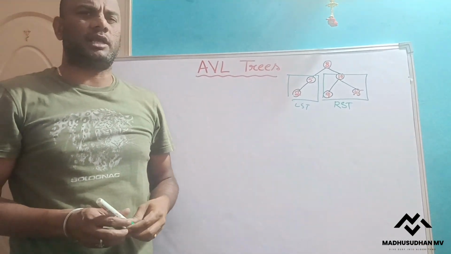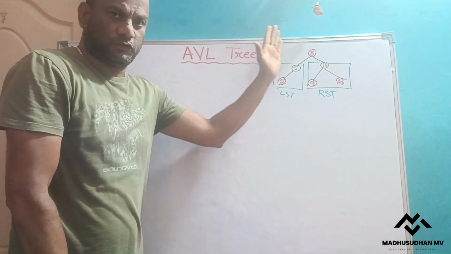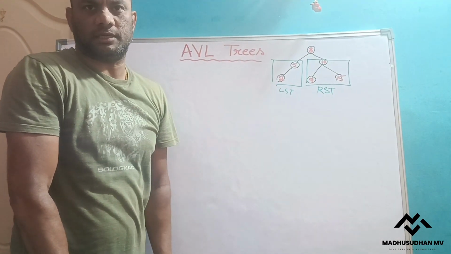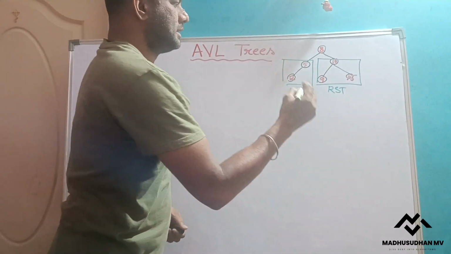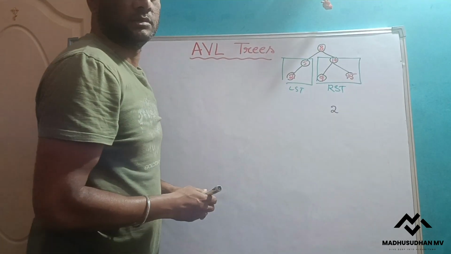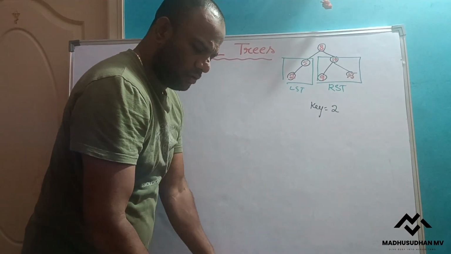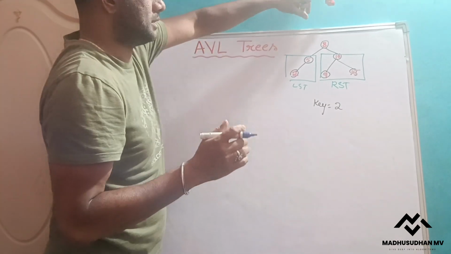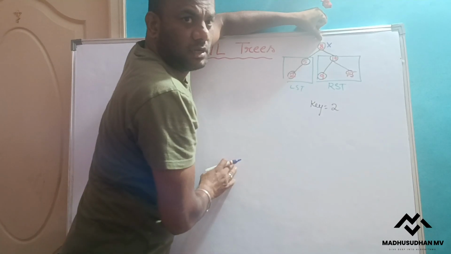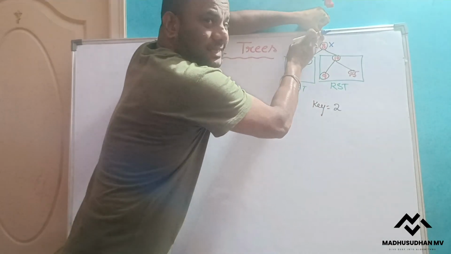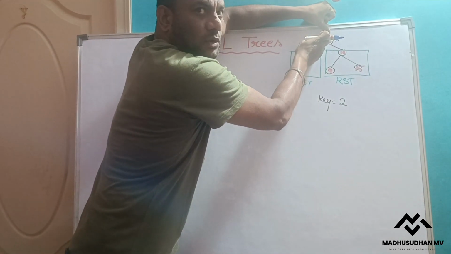Now, what is the advantage of arranging the elements in this fashion? If you arrange the elements this way, searching becomes very easy. How? For example, assume I want to search for element 2. This is my key element. I will always start from the root. Is the key element equal to the root? No, it is not matched. Now I check whether the key element is lesser or greater than the root element. The key element 2 is lesser than the root element.